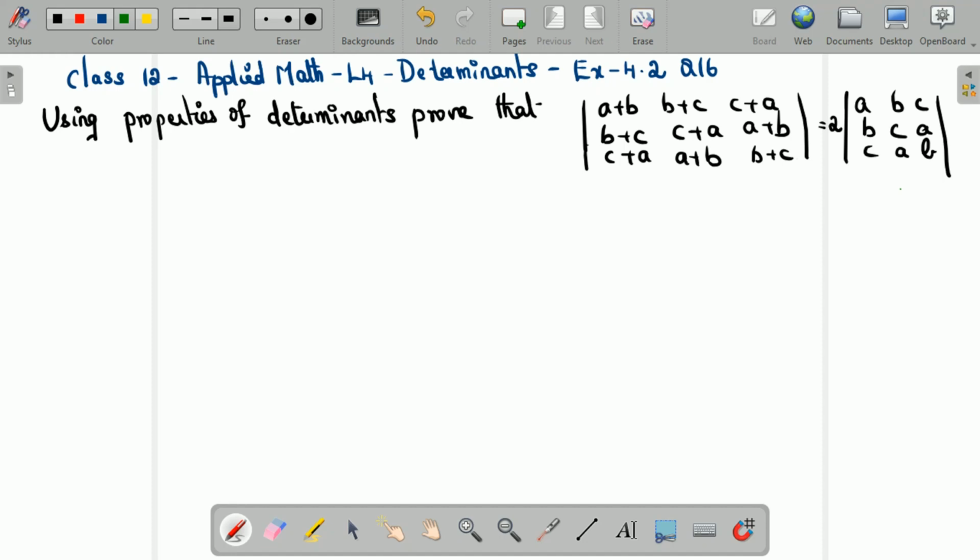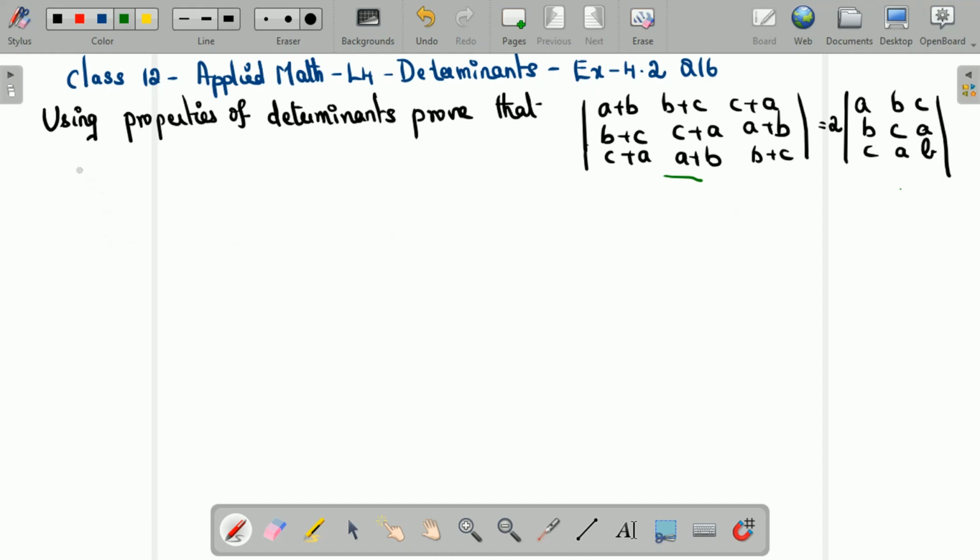In this video, let's find the solution for the 16th question in exercise 4.2. Using properties of determinants, prove that the left determinant is equal to 2 times the right determinant. So first we will start to solve the left determinant, find out its value and see if that value is equal to the value of the second determinant.